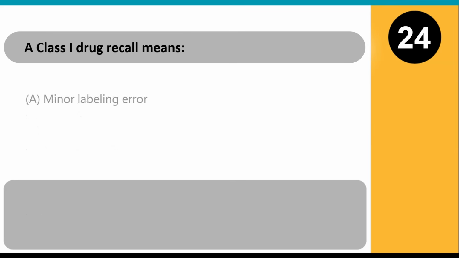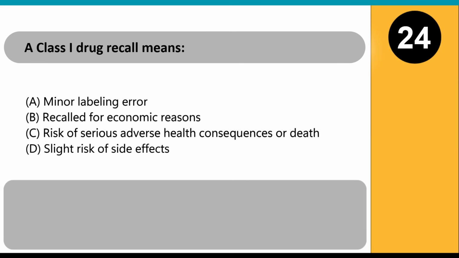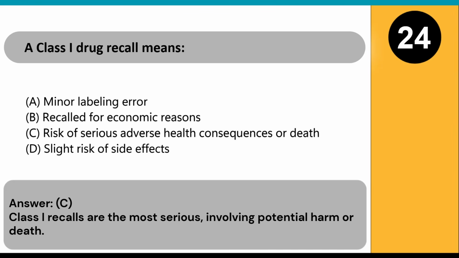A Class 1 drug recall means: A. Minor labeling error. B. Recalled for economic reasons. C. Risk of serious adverse health consequences or death. D. Slight risk of side effects. Answer: C. Class 1 recalls are the most serious, involving potential harm or death.